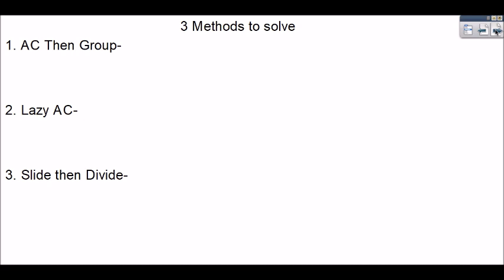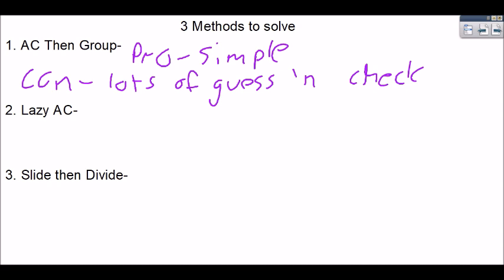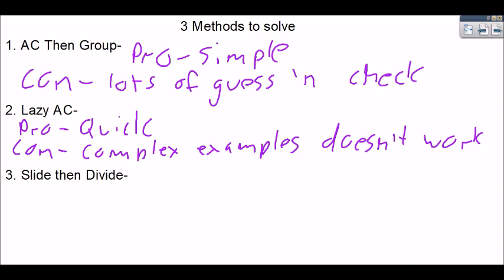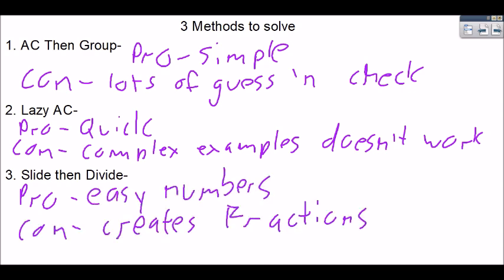The pro is that it's real simple, but the con is that it takes a lot of guess and check. The next one is the lazy AC. The pro is that it's real quick and gets you to the answer. The con is sometimes it doesn't work for more complex examples. And then the last one is slide and divide. Slide and divide is super good when we have easy numbers to work with. The con is it sometimes creates fractions. So let's find out which method you like best.